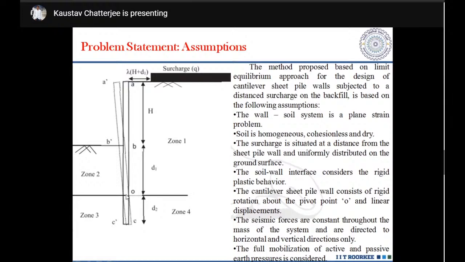Remember, in this case I have considered a cantilever sheet pile wall. Okay. This sheet pile wall is rotating about a point O. Now, if it rotates about this point O, then what happens? In this particular zone 1, this sheet pile is moving away from the backfill soil. So, this represents an active condition. Whereas between this point B and point O, the sheet pile is moving towards the soil. So, it is in a passive state.